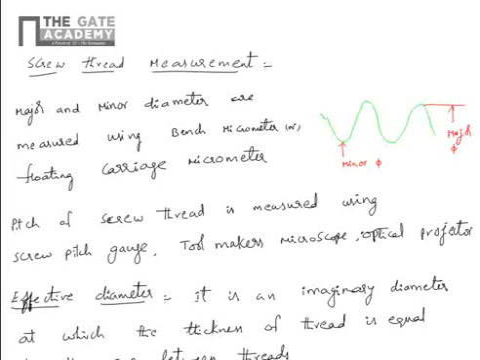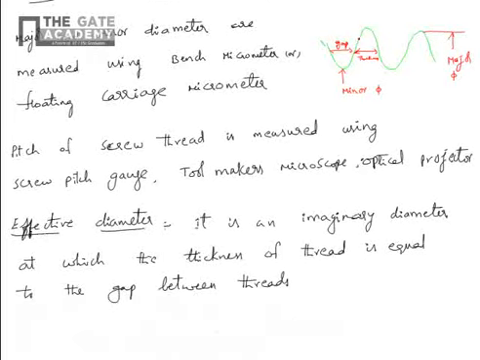For example, in the diagram, this is a gap between threads, this is the thickness of the thread. See, the point at which both are equal is called the imaginary diameter. How do we measure it? There is one method, the best wire method. The best wire method is used to measure the effective diameter.